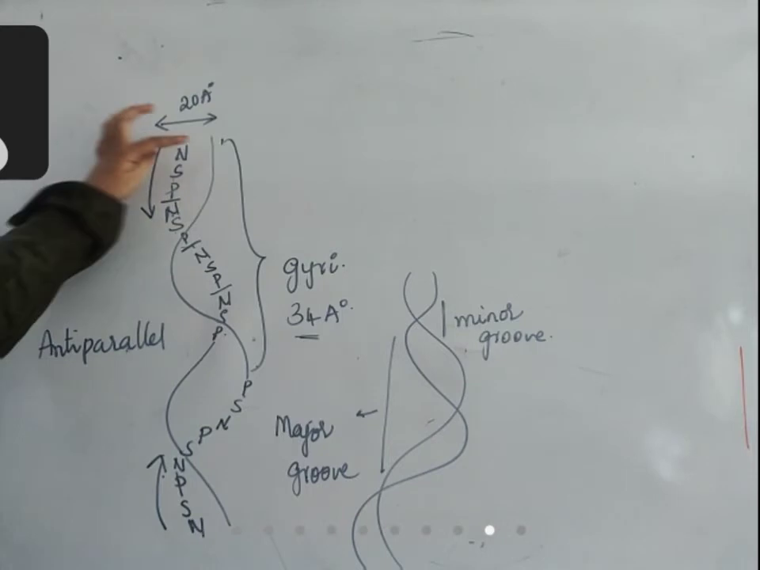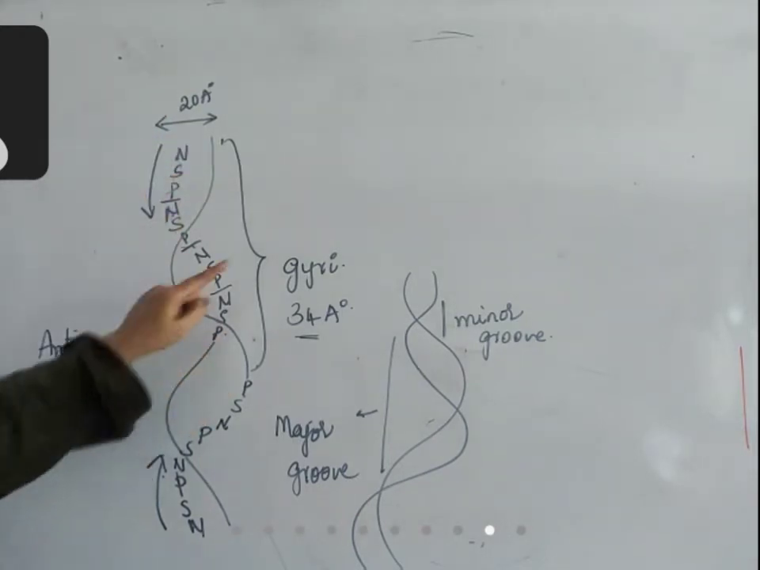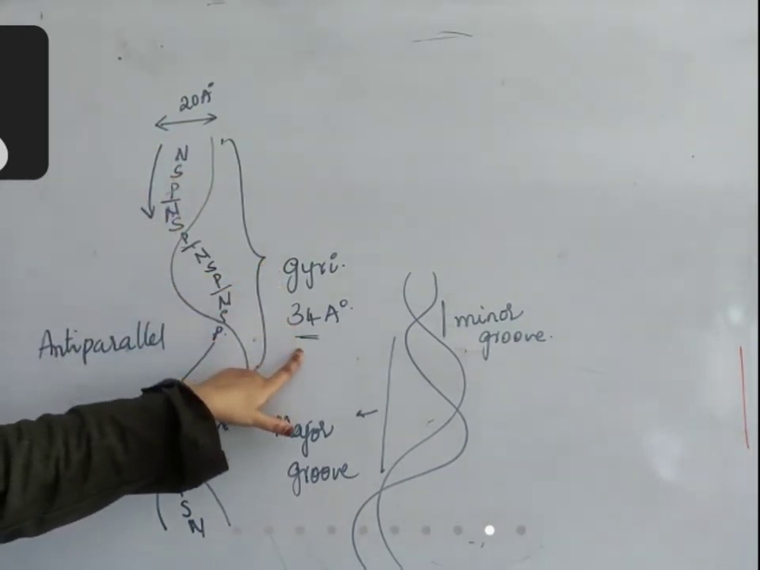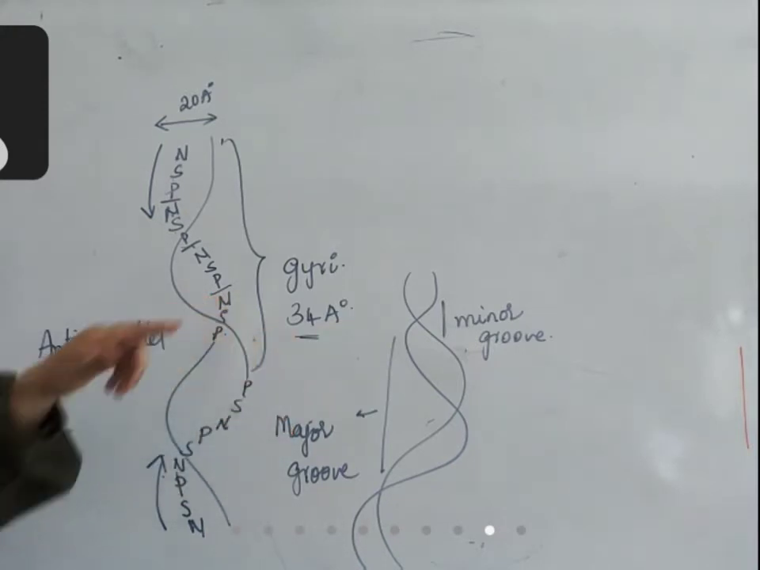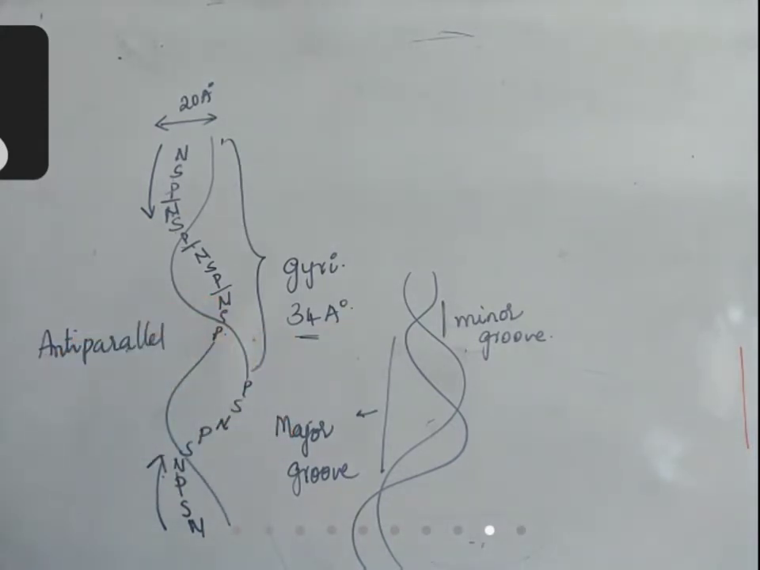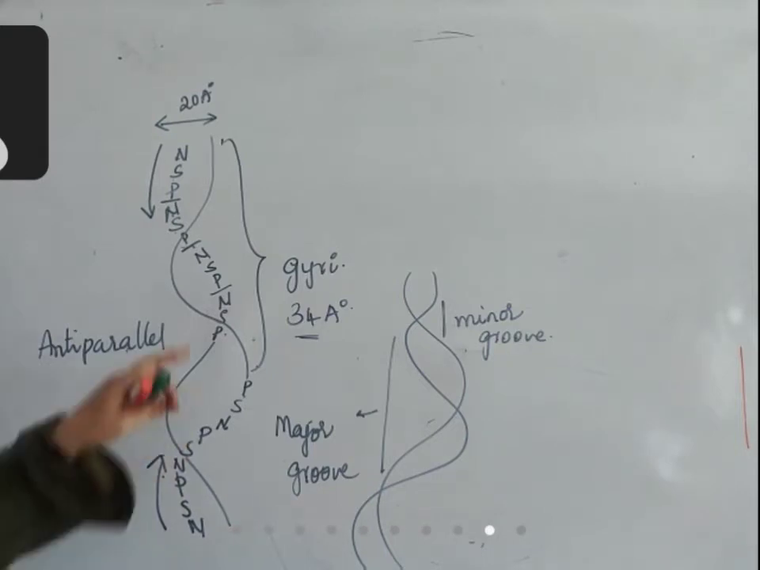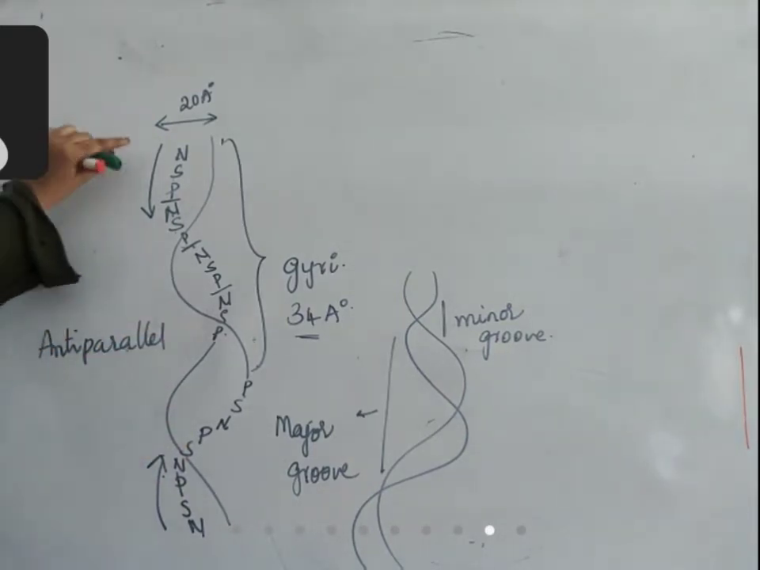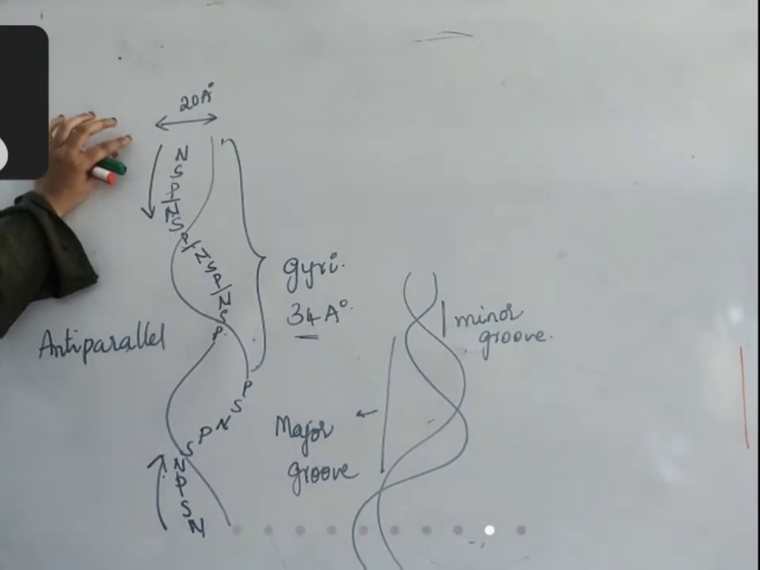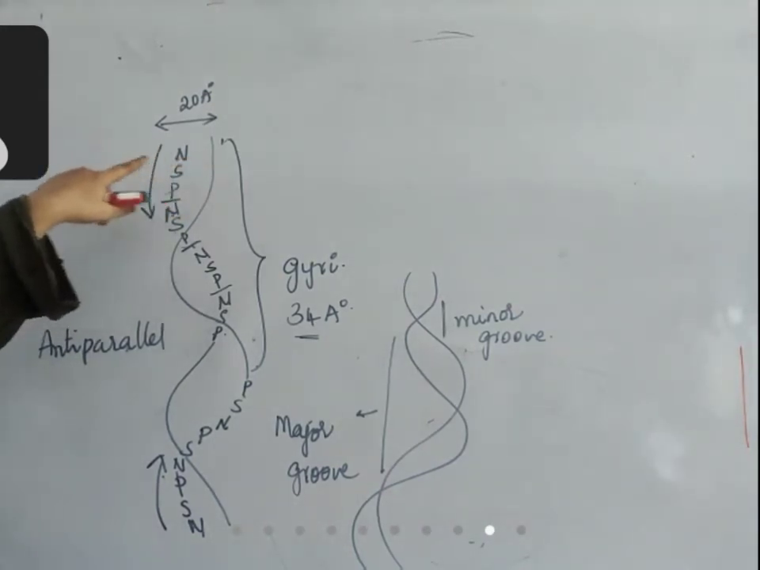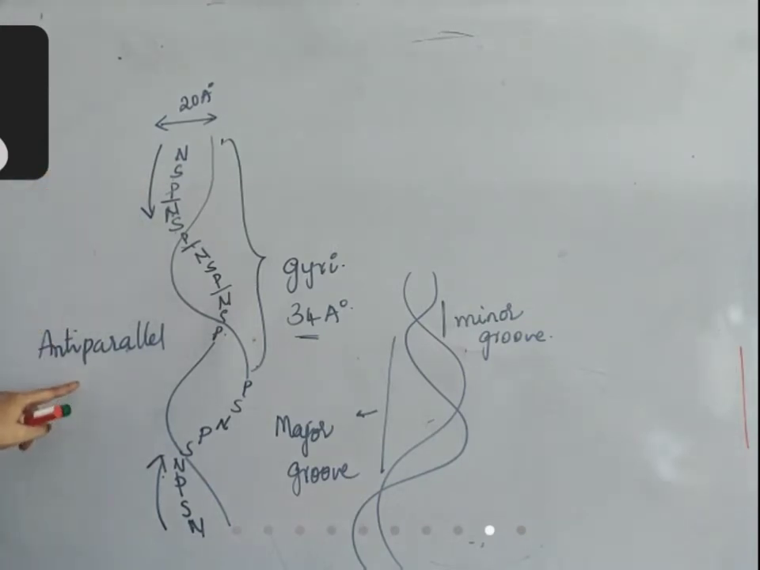So one complete turn of the DNA molecule is called a gyre. It is 34 angstroms. 34 angstroms means a very small unit, 10 to the power minus 10. It is 10 to the power minus 10 m. It is the smallest unit of measurement, less than a nanometer. And this is 20 angstroms. The diameter of this DNA molecule is 20 angstroms. It runs anti-parallel to each other.